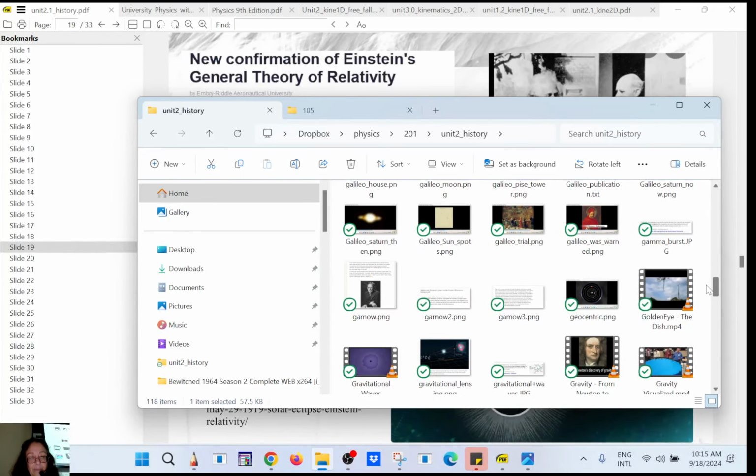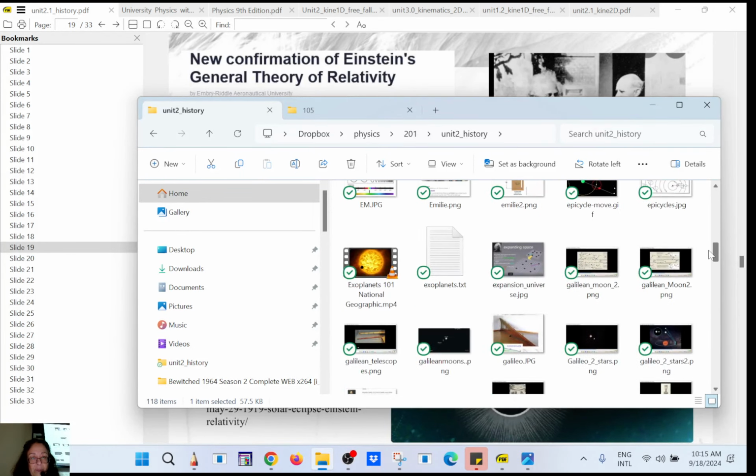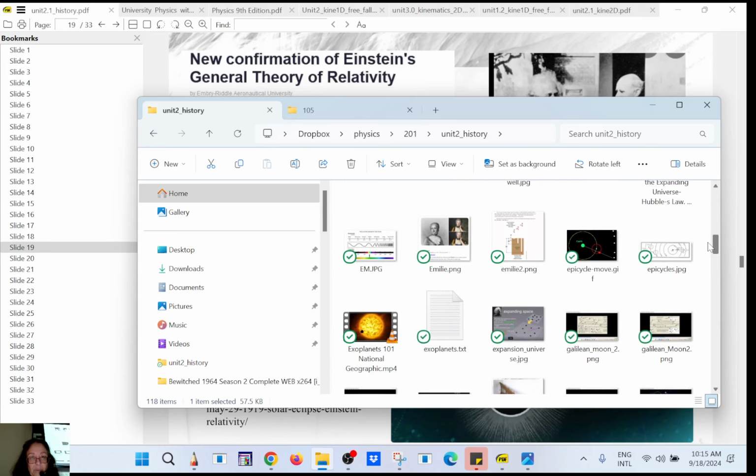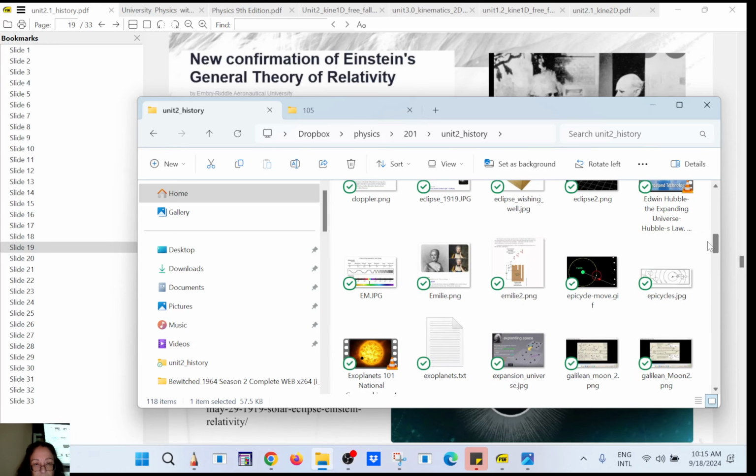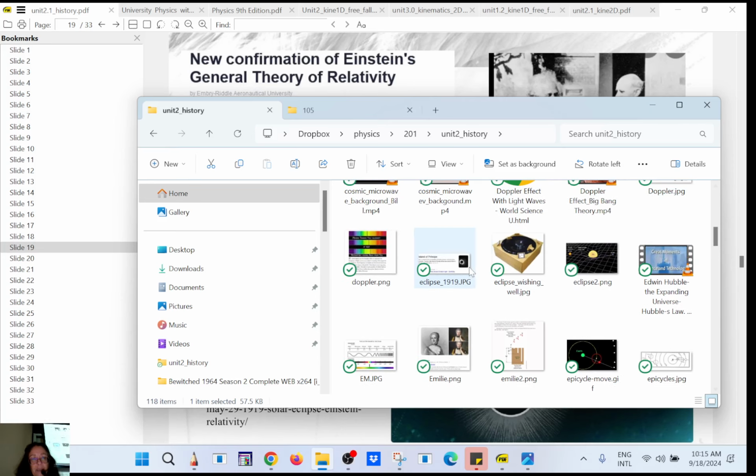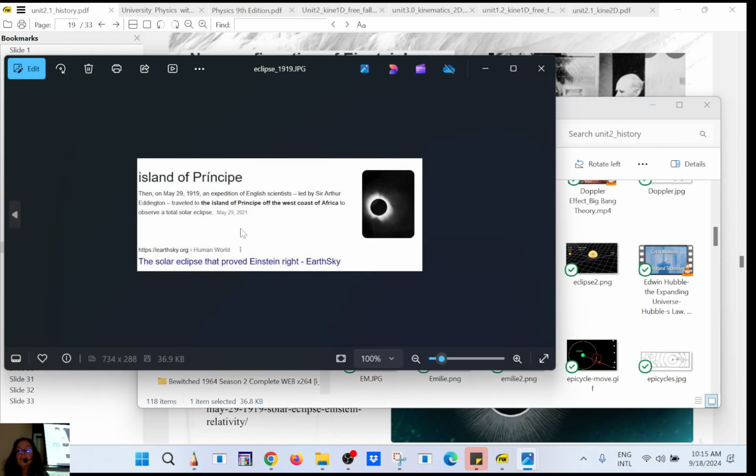Let's see. Where was it? Eclipse 1919. Island of Principe. It's west coast of Africa.